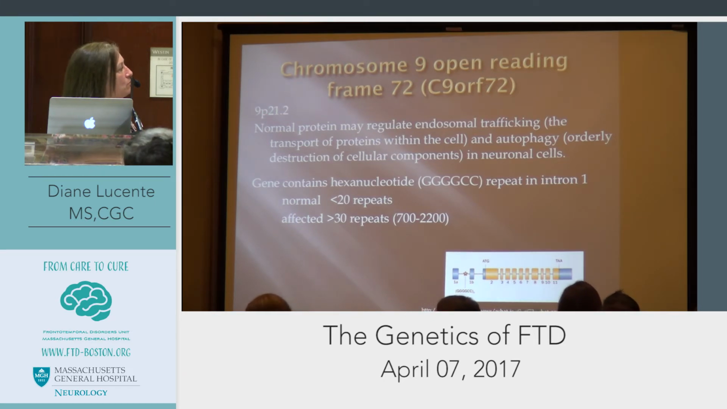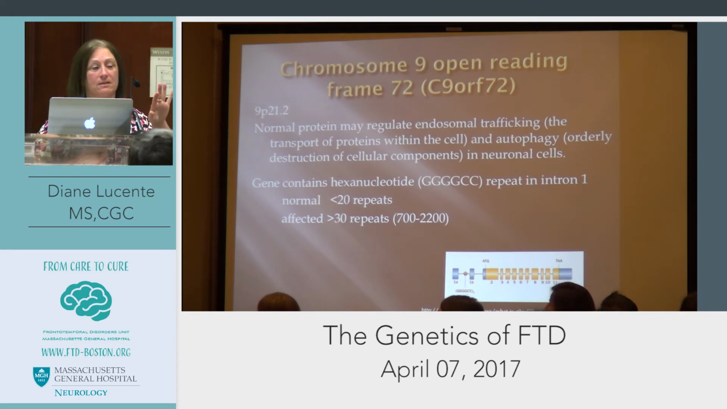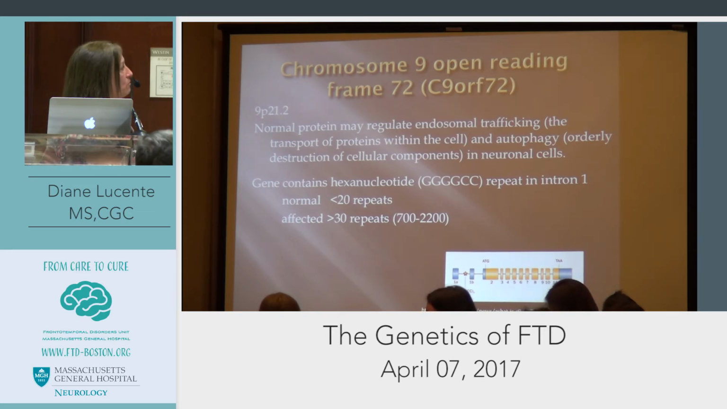Not exactly 100% sure what this gene does, but it may regulate trafficking, transportation of substances within cells, and orderly destruction of cell and cellular components in neuronal cells. And there's this repeat in the gene, and unfortunately it's expanded in folks who have FTD, and the curious factor is this also can cause ALS. So it really was confusing for us all as we were trying to do research. And normally we have about 20 of these repeats, and folks who have FTD or ALS or both have greater than 30. Okay. So we still have a lot of work left to do.